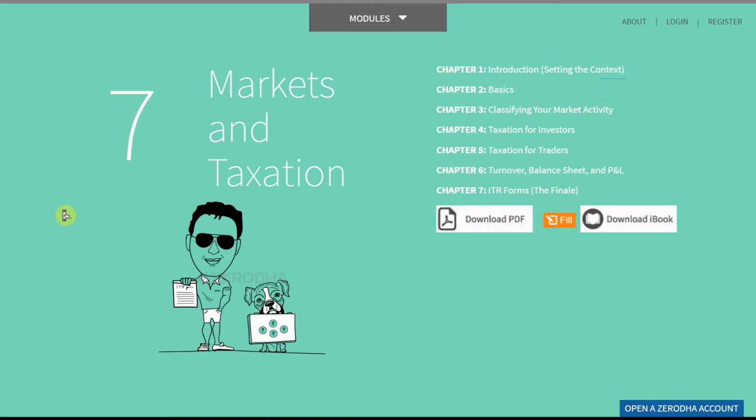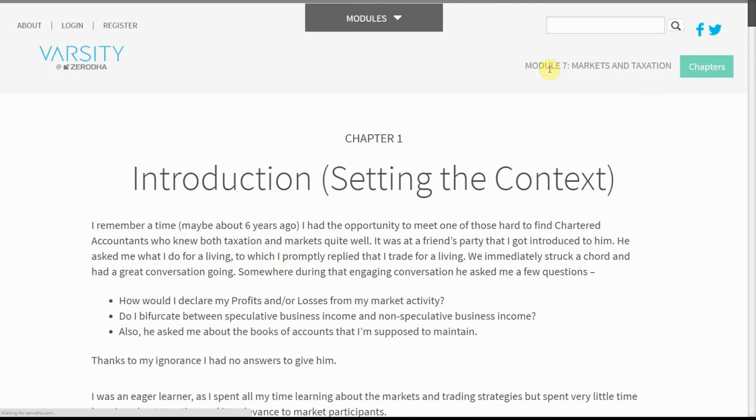Introduction, Setting the Context. Chapter 2: Basics. Chapter 3: Classifying your market activity. Chapter 4: Taxation for Investors. Chapter 5: Taxation for Traders. Chapter 6: Turnover, Balance Sheet, and P&L. Chapter 7: ITR forms, the finale.